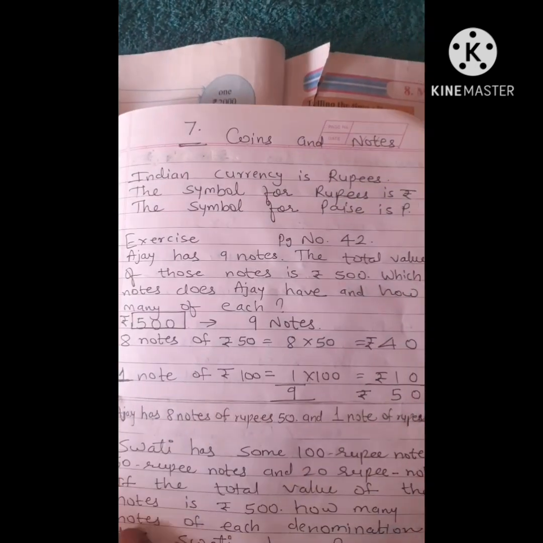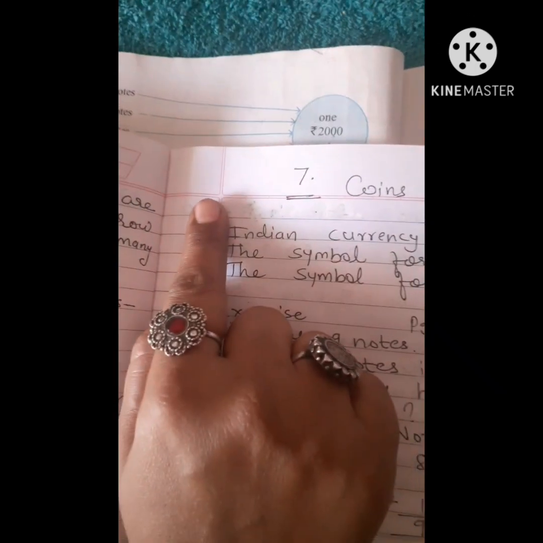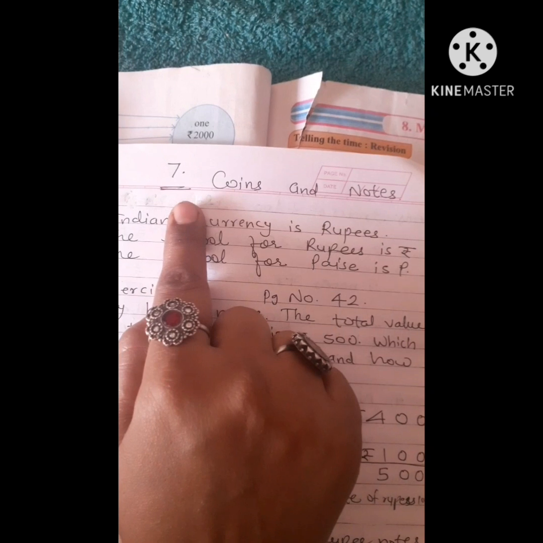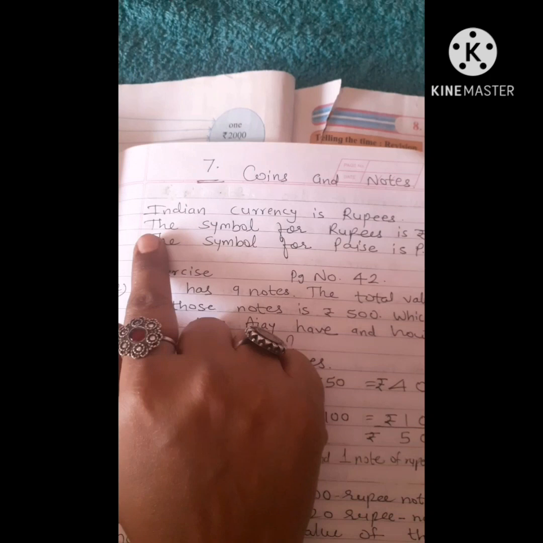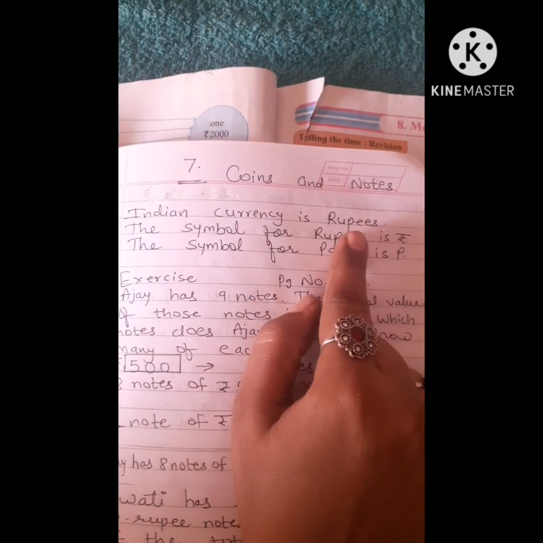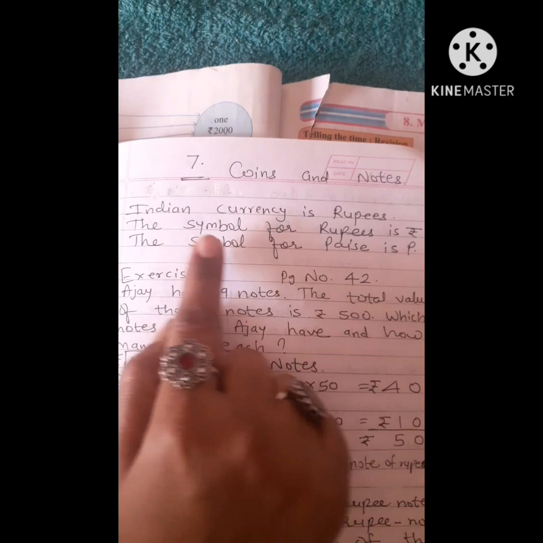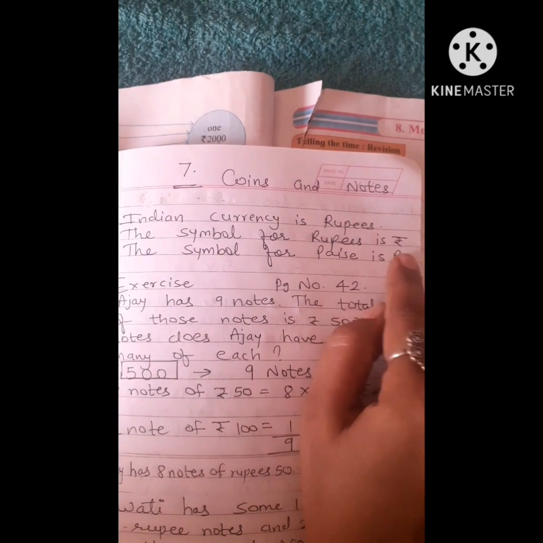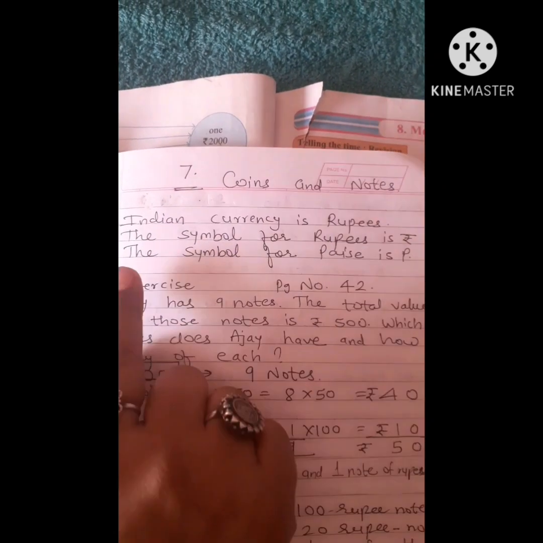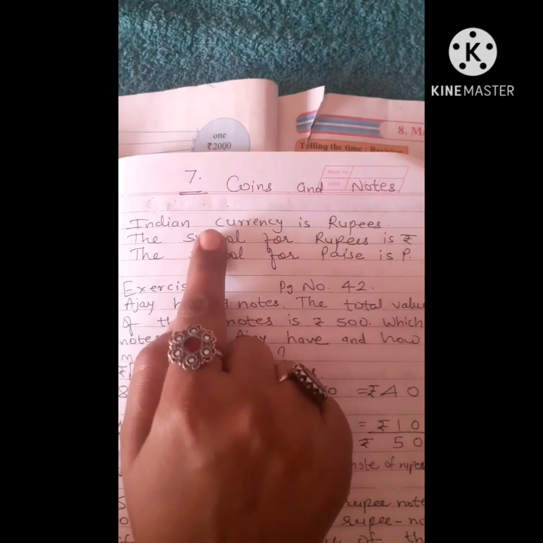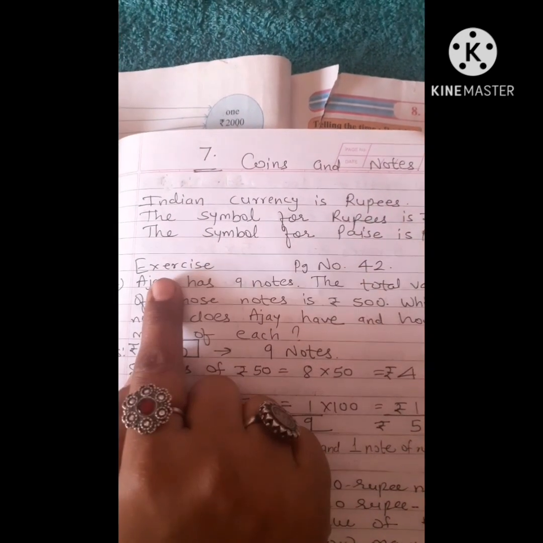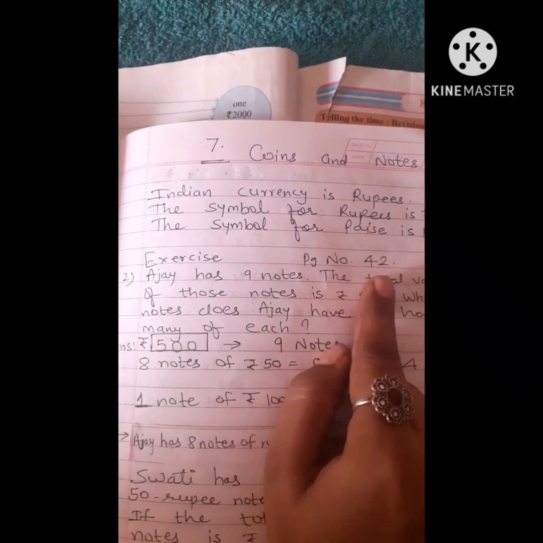After completing this division word problem, take a new page, write down today's date, then write down the heading, chapter number 7, coins and notes. After writing the heading, you have to write that Indian currency is rupees. Then on the second line, the symbol for rupees is, and you write the rupee sign. Then on the third line you write the symbol for paise is P. After completing these 3 lines, leave 1 line and start our exercise, page number 42. Then copy the question from your textbook.